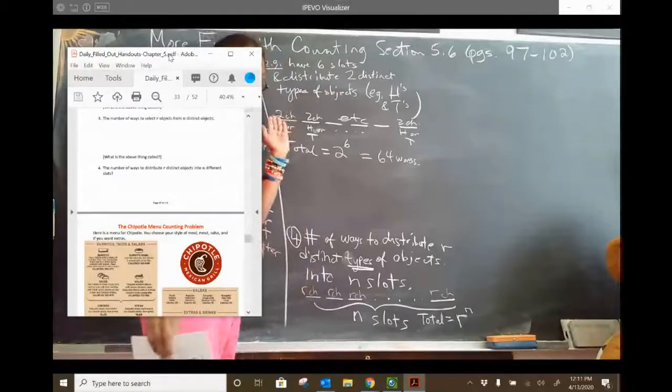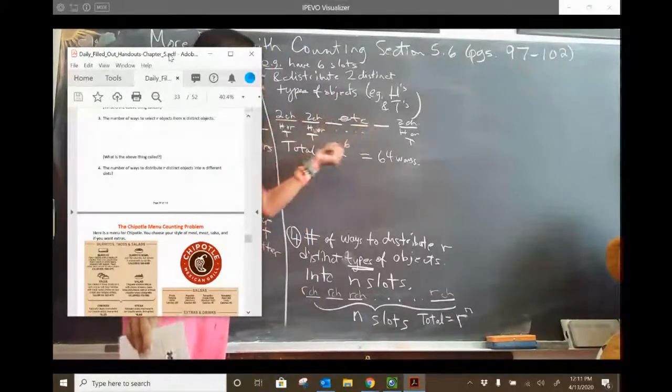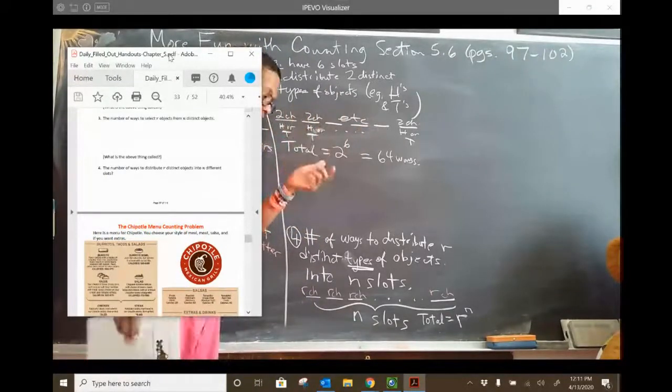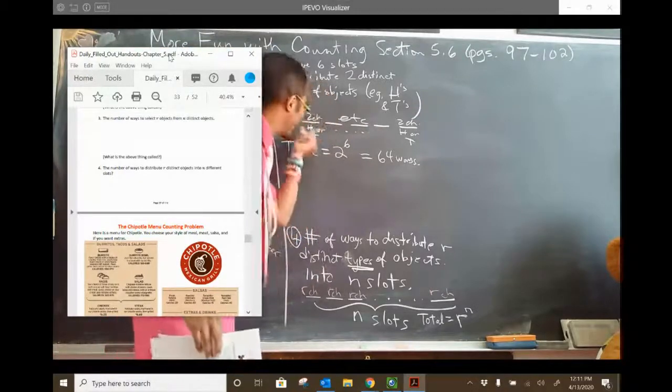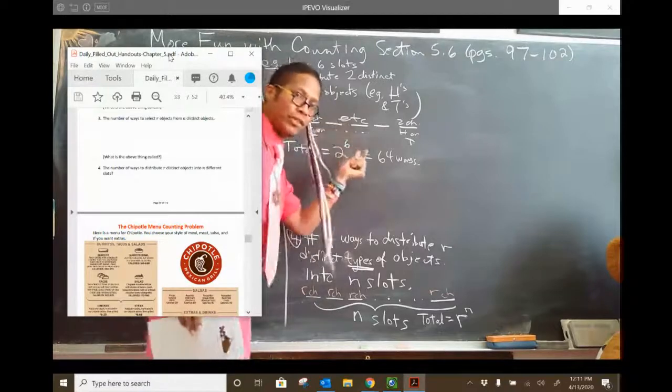Say we had a coin that had 3 sides, and we flip it 6 times. If a coin has 3 sides, which is impossible, there'd be 3 choices, 3 choices, 3 choices, 3 choices.